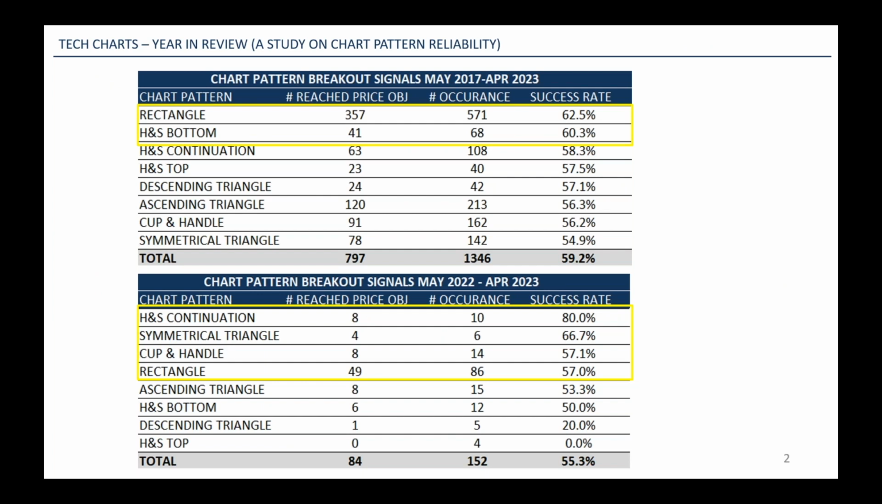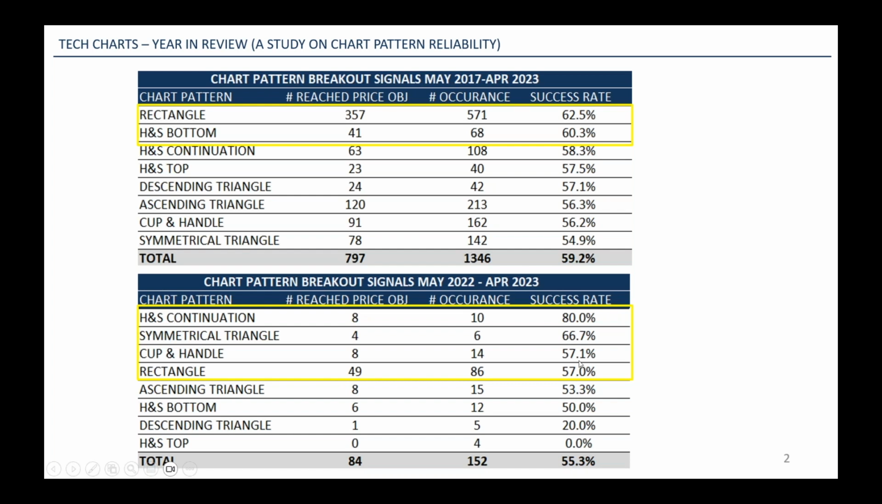Head and shoulder continuation is again at the top of the list, though number of occurrences are not 10, so it is not very robust. So we want minimum 20 occurrence to have a statistically significant set. But if you look at rectangle, it's again above average with 57% success rate and 86 occurrence. 49 of them have reached their price objective, and our average is 55.3.